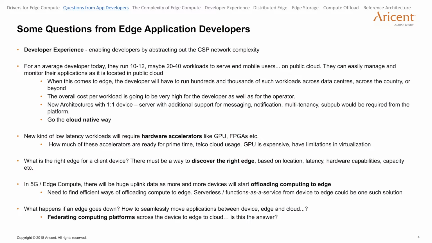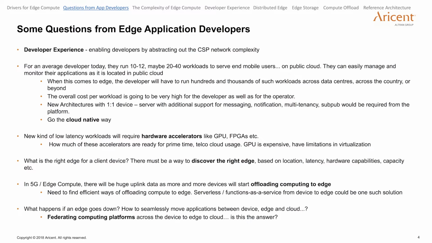Then if you look at the kind of applications that require low latency, whether they are AI workloads or, say, face recognition or something similar, or object recognition, or you're doing some kind of speech translation, this may require hardware accelerators like GPUs. They are power hungry. They have a huge envelope of power requirements. They again push up the edge compute cost significantly, and that passes on to the developer anyway. So how much of these accelerators are ready for prime time?